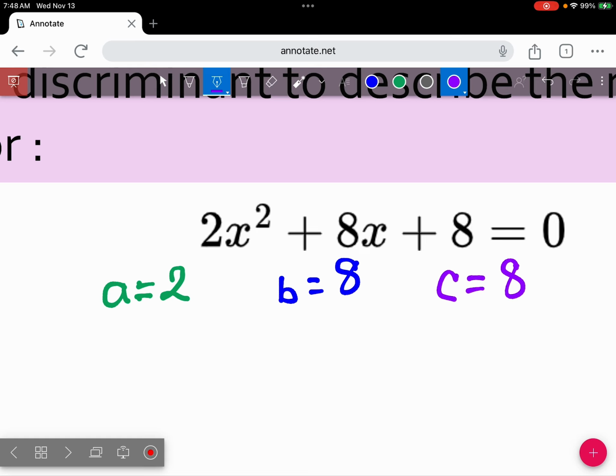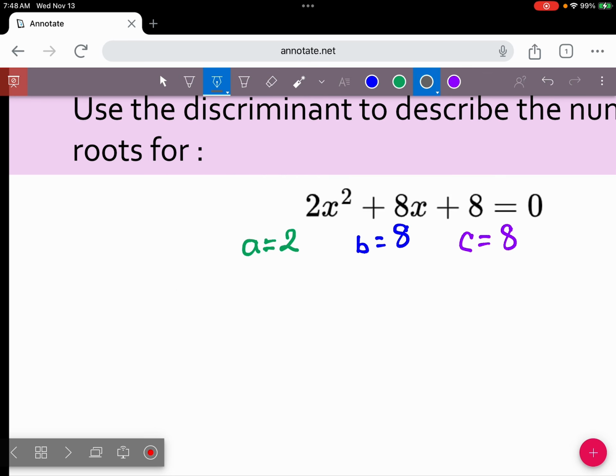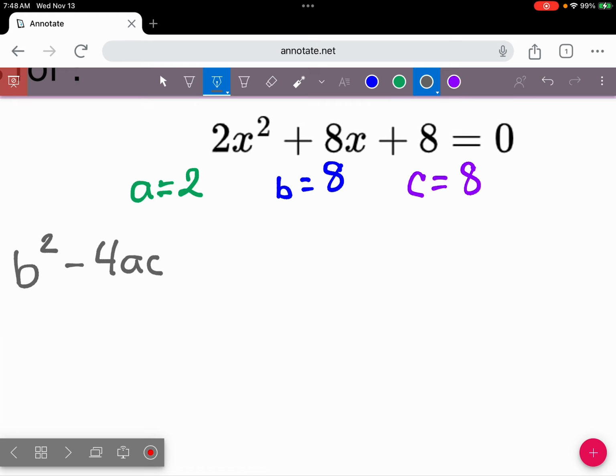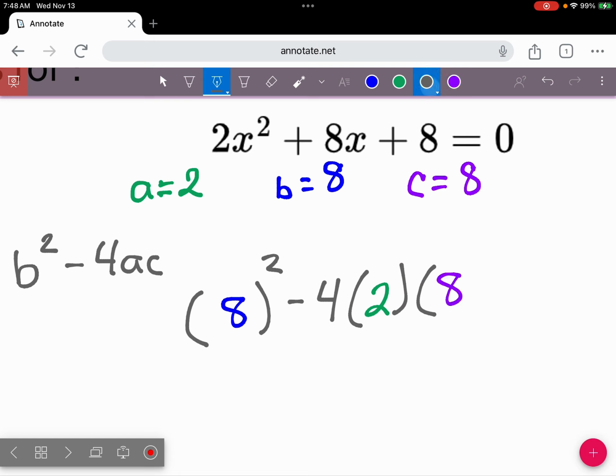So we're going to use our discriminant. We're going to put it through B squared minus 4AC, which I didn't get copied onto this slide, but I'll write it over here. We're going to substitute our pieces in: 8 squared minus 4 times A, which is 2, times C, which is 8. We have worked this expression so many times. Should be vaguely familiar, hopefully.